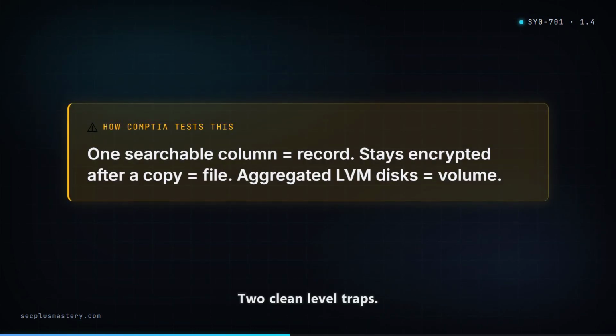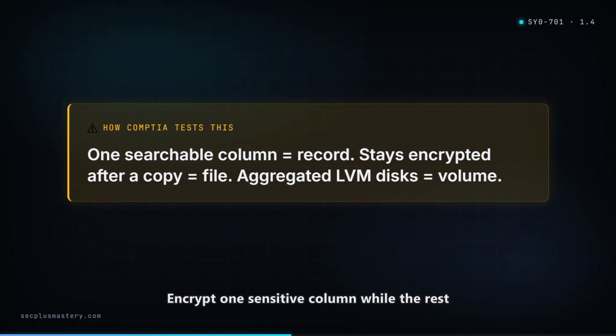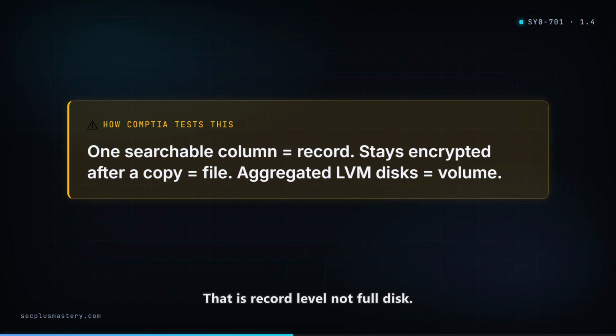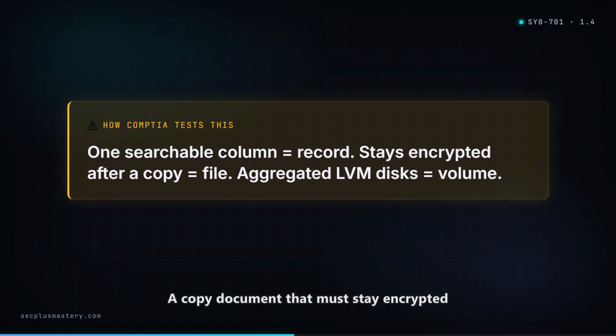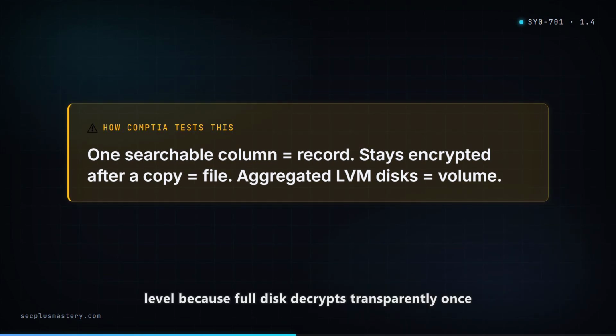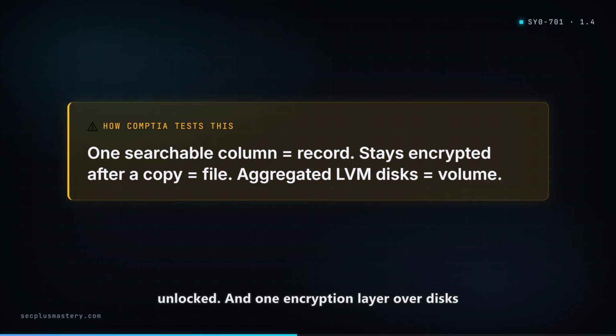Two clean level traps. Encrypt one sensitive column while the rest stays searchable. That is record level, not full disk. A copied document that must stay encrypted on a USB stick. That is file level, because full disk decrypts transparently once unlocked.